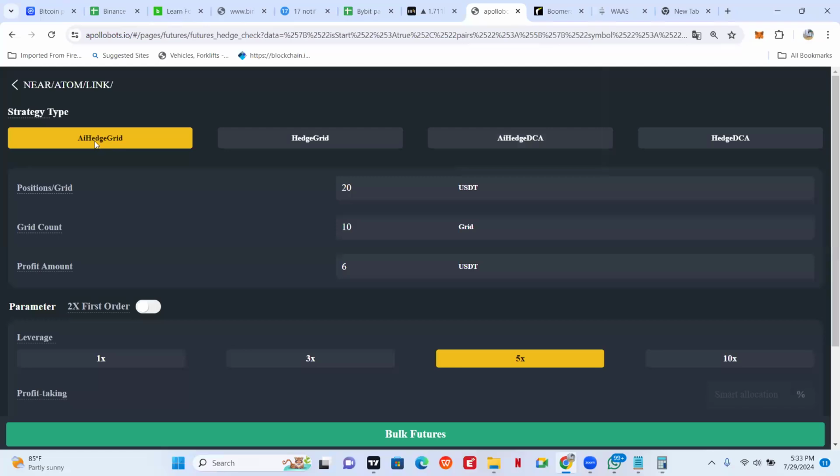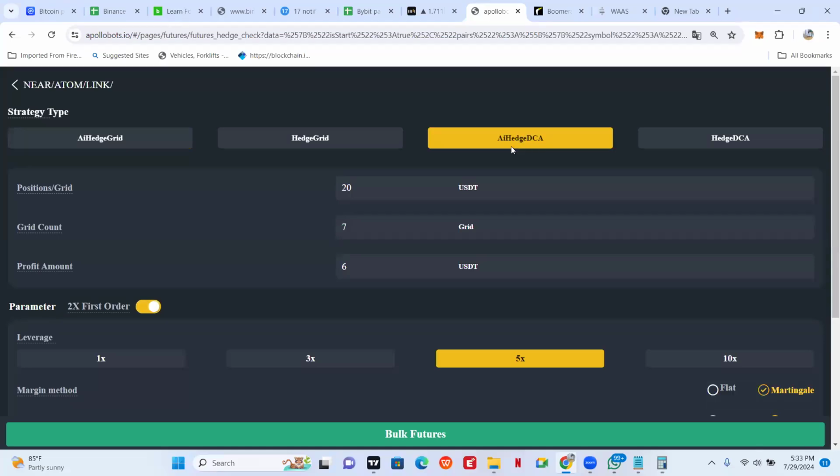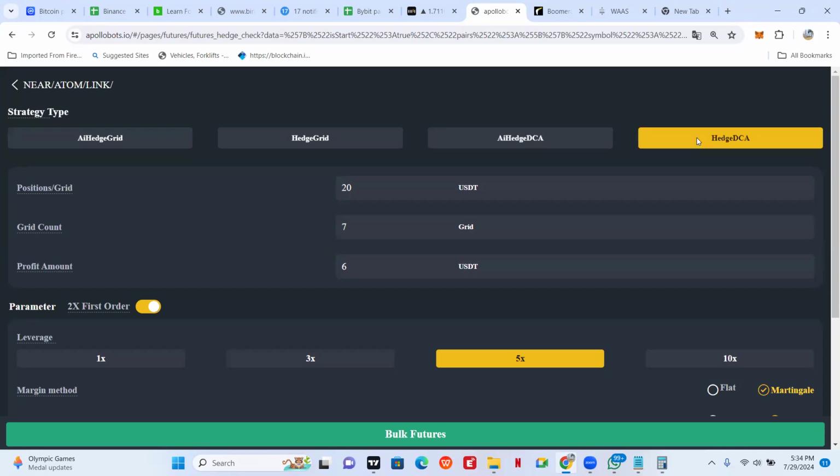Now, this is AI hedge grid, which is economical but comes with partial profits. But I prefer you go with the AI hedge DCA. This is my favorite, guys. You can trade what you like, but I prefer the AI hedge DCA and also the hedge DCA. They all come differently, but they work similarly.